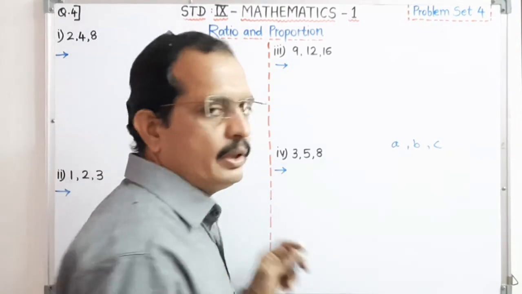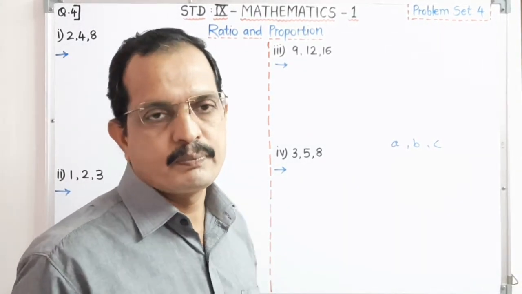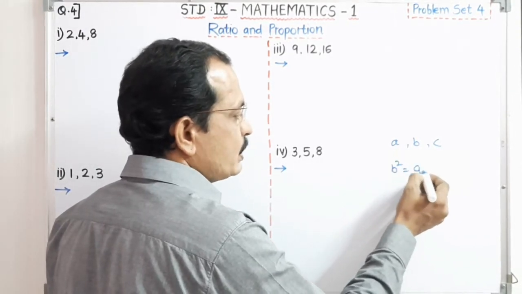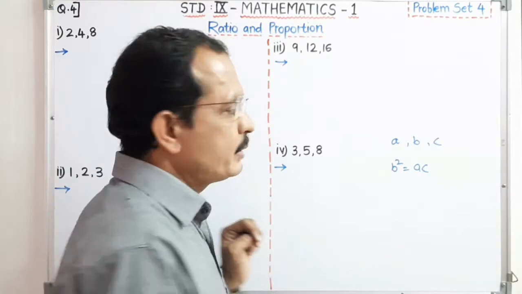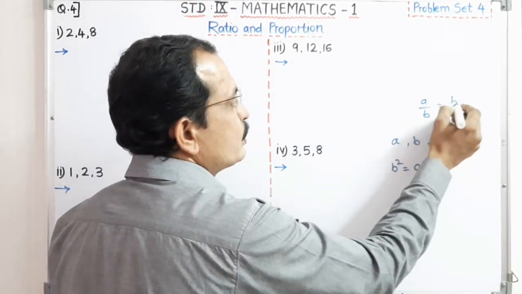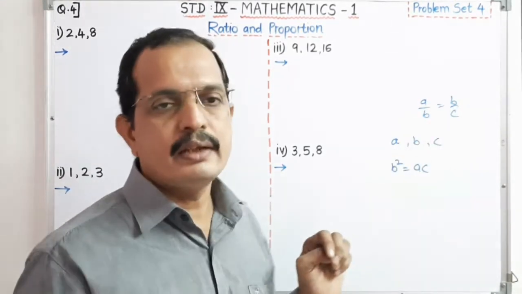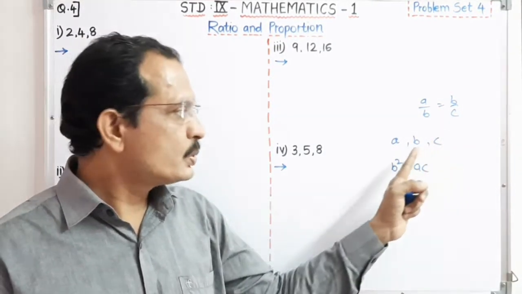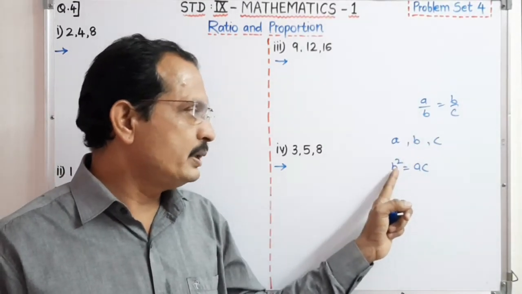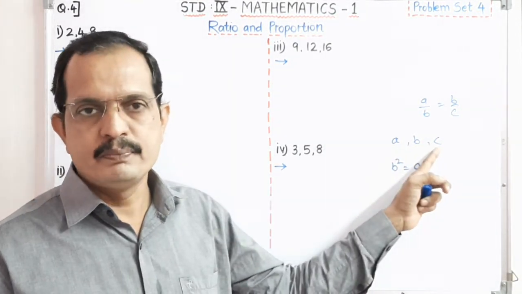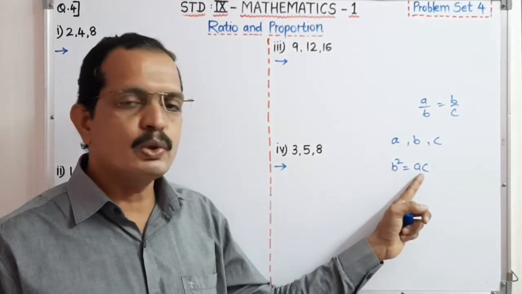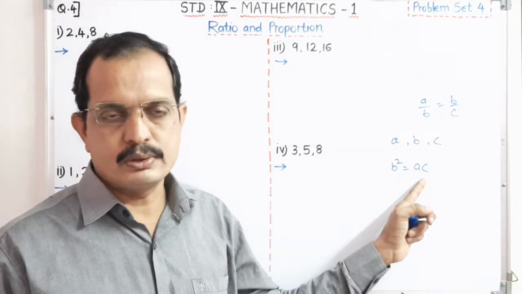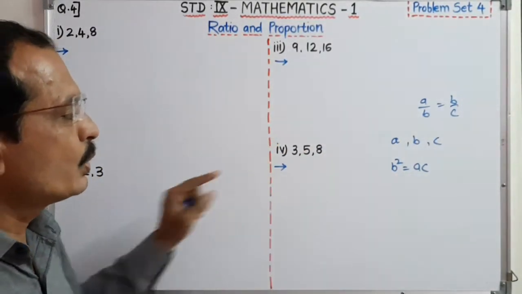If 3 numbers A, B, C are given and B square is equal to A into C, that means A upon B is equal to B upon C, then we say that the 3 numbers are in continued proportion. Another way: B is known as the geometric mean of A and C, and therefore B square is equal to A into C, then we say A, B, C are in continued proportion. Now this property we have to apply here.